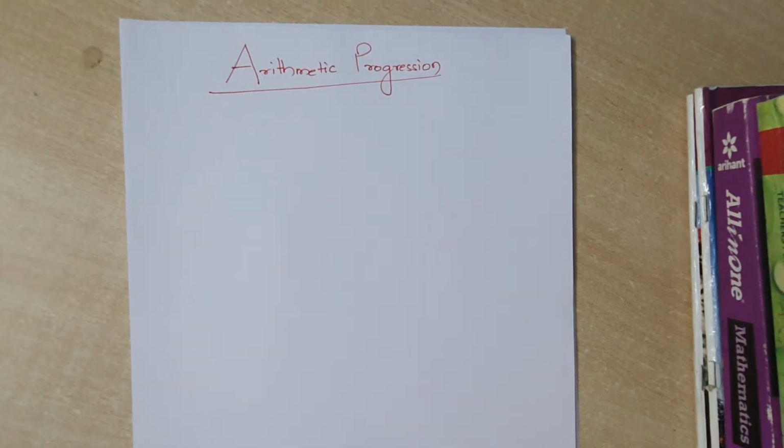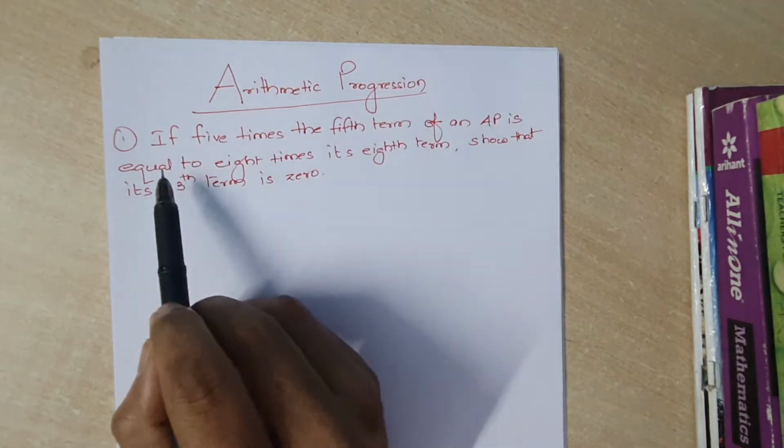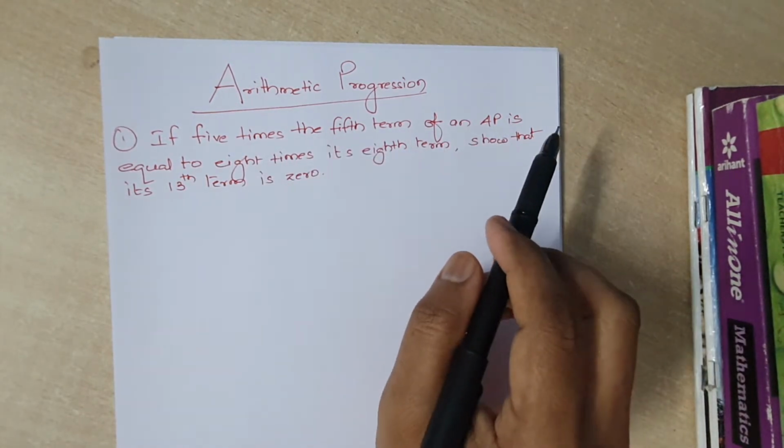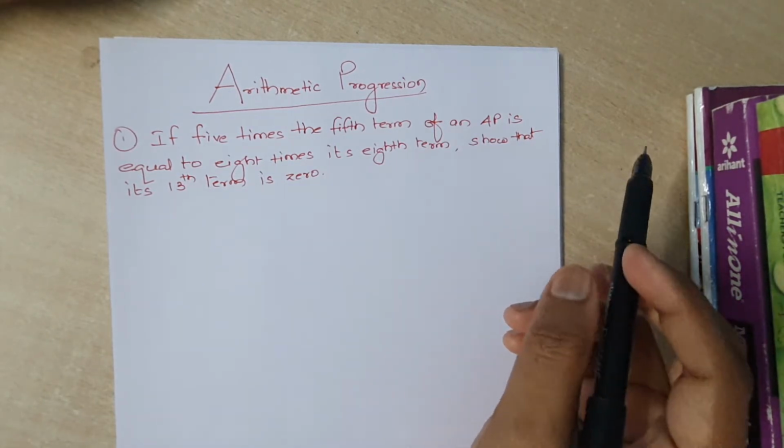Good morning. Today, let us discuss some problems of arithmetic progression. So, when we look at this question, if 5 times the fifth term of an AP is equal to 8 times its eighth term, show that its 13th term is 0.